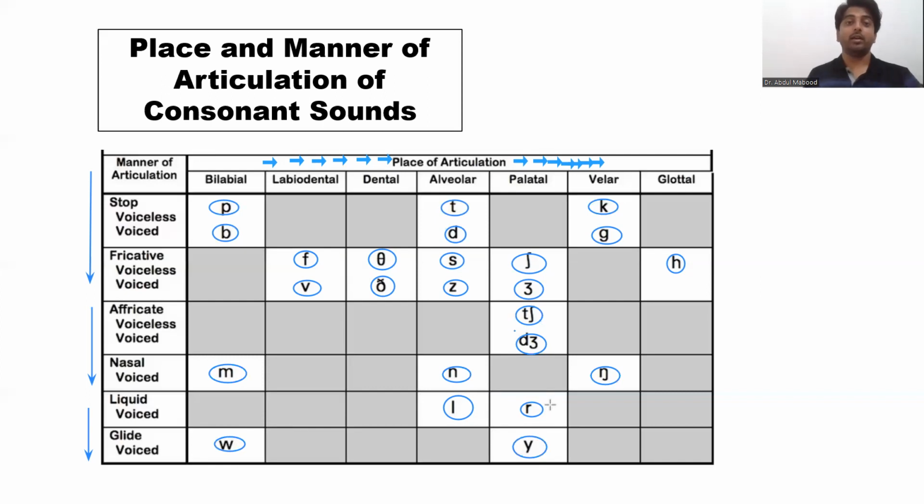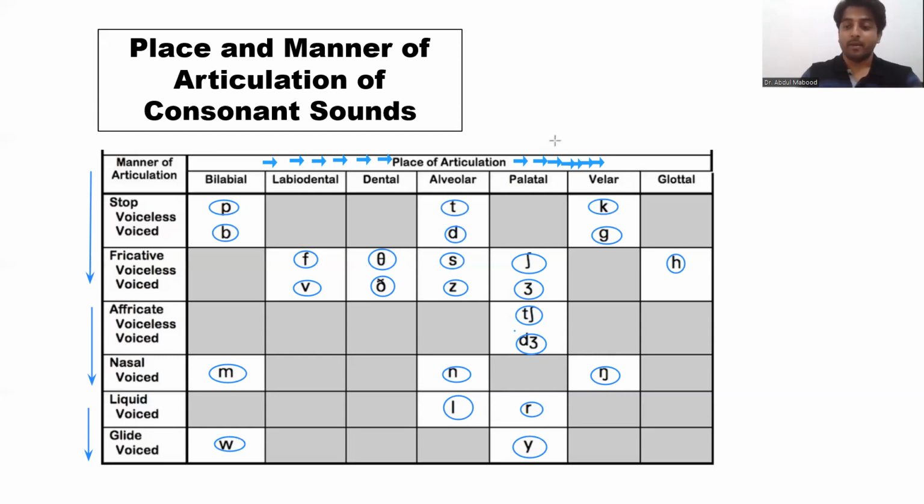So these are the place and manner of articulation of the consonant sounds that you have to remember. You have to pause the video and remember all these things. It might take hours, it might take many days, but you have to remember these things to master the pronunciation of the English language. Fine.